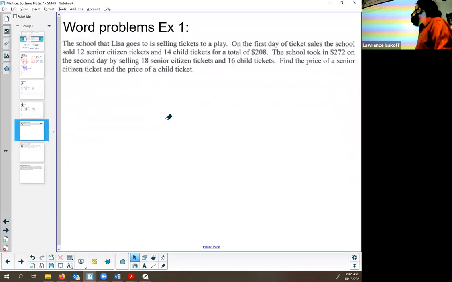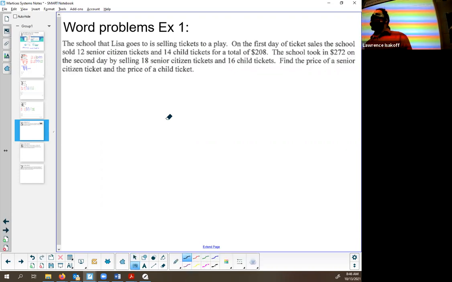So here with this, the school that Lisa goes to is selling tickets to the play. The first day, they sold 12 senior citizen tickets and 14 kid tickets for a total of $208. The school took in $272 on the second day by selling 18 senior citizen tickets and 16 kid tickets. Find the price of both senior citizens and kids tickets.